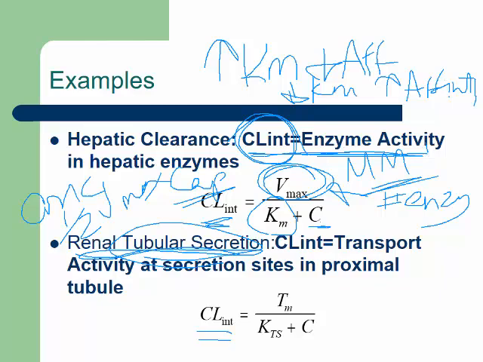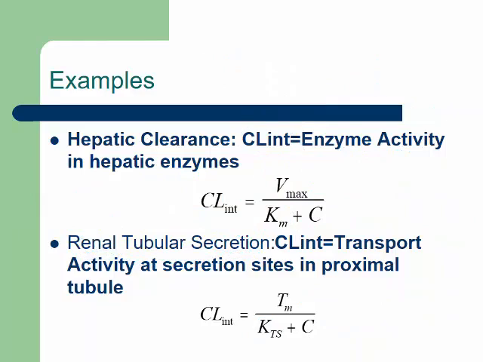We also have renal tubular secretion, so the intrinsic clearance of the secretion in the kidney is dependent upon Tmax, which is the number of transport sites in the proximal tubule that will move drug. And KTS, again, is a Michaelis-Menten constant, which is the concentration where you have half of your transport sites full. And then, of course, concentration. So you can see it's these same themes with Michaelis-Menten again and again and again. So if you understand Michaelis-Menten, you understand all of this stuff, which is super exciting. So spend your time with Michaelis-Menten.